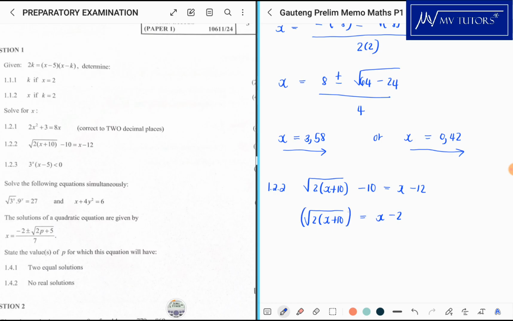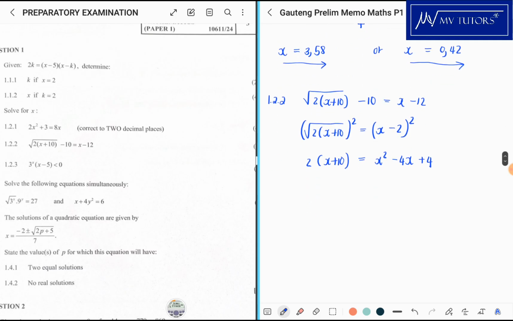And in order to get rid of the square root, I'm going to have to square both sides. So then I'm left with 2 times (x plus 10), which is equal to (x minus 2) squared, which is x squared minus 4x plus 4. Let me just take out the brackets on the left-hand side. So basically I have 2x plus 20 is equal to x squared minus 4x plus 4. Then I'm going to take everything to the right-hand side.